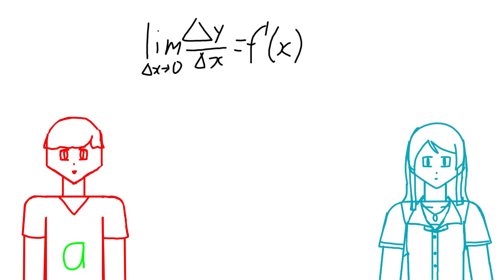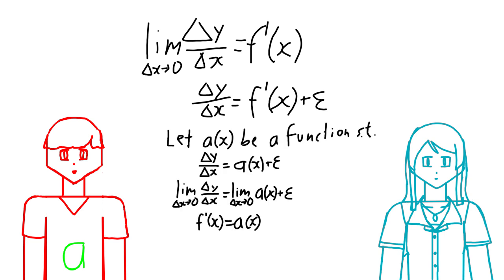Okay then. Remember that delta y over delta x approaches f prime of x as delta x goes to 0. This means that delta y over delta x equals f prime of x plus epsilon, where the error term epsilon gets closer to 0 as delta x goes to 0. Just so we can be sure that this is actually the derivative of y with respect to x, let's take the limit of both sides. As you can see, the left side is the definition of the derivative and the error of the right side vanishes. I don't see where you're going with this.